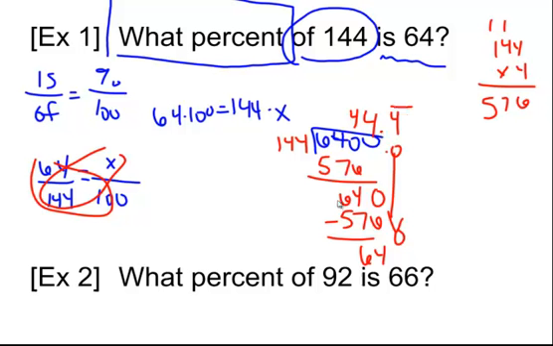So our answer would be 44.4 repeating percent. And remember, we have to put the percent because it says what percent. So it'd be 44.4 repeating percent. Okay, try number 2 on your own.